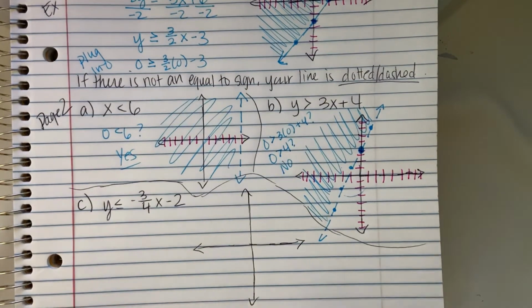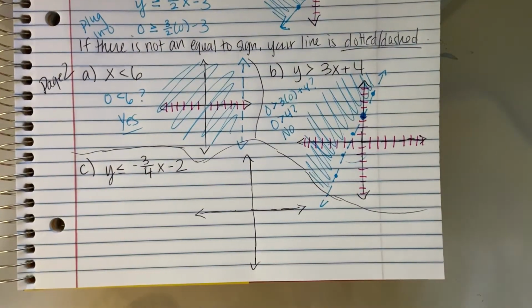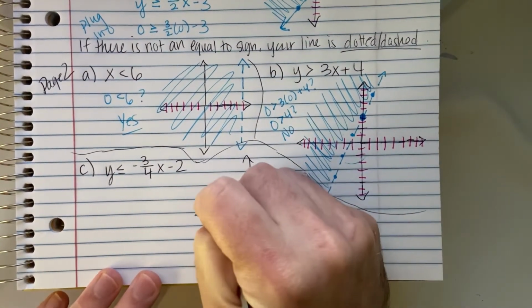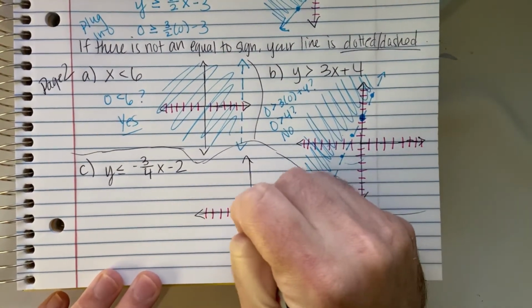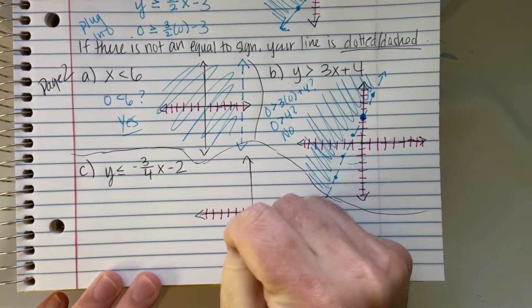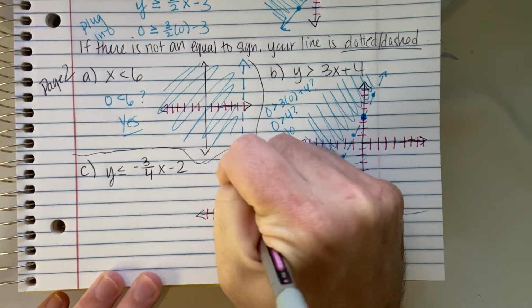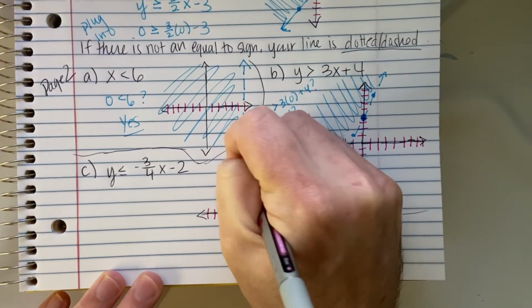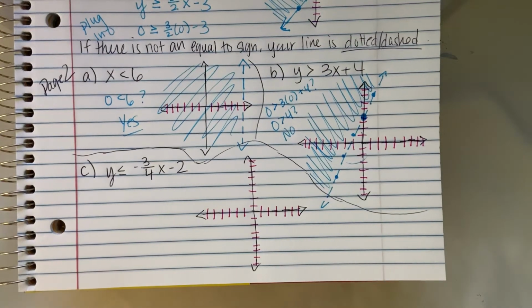And lastly, let's do the bottom one. Y is less than or equal to negative 3/4 x minus 2. Okay, so this one is a regular equal to sign, so we're going to graph a regular line. Now these are all already solved for y. You know, on the first one we had to solve for y ourselves. I figured with this one we'll just let it be solved for y to start.